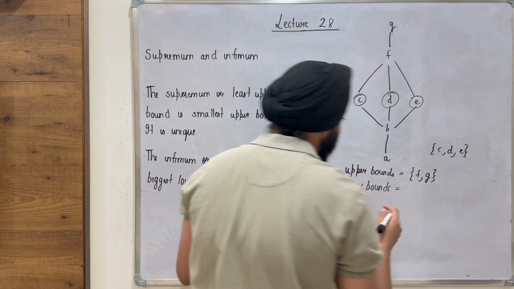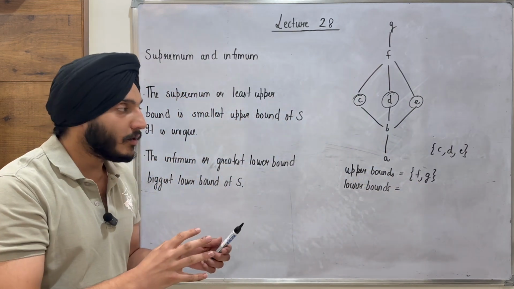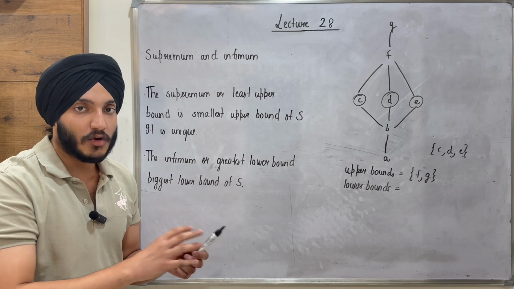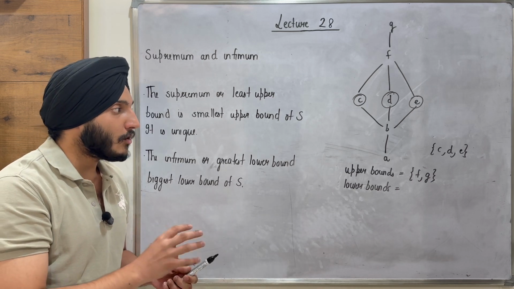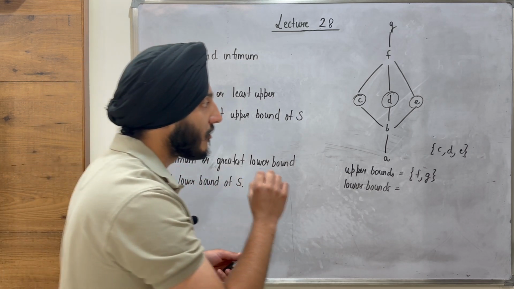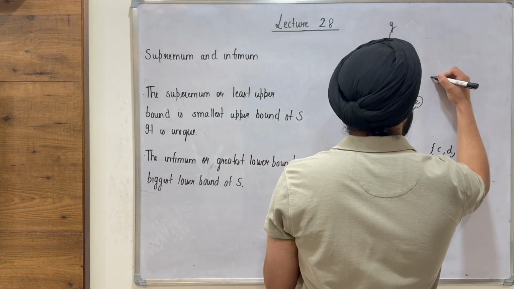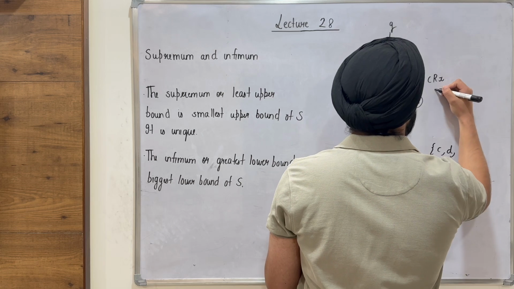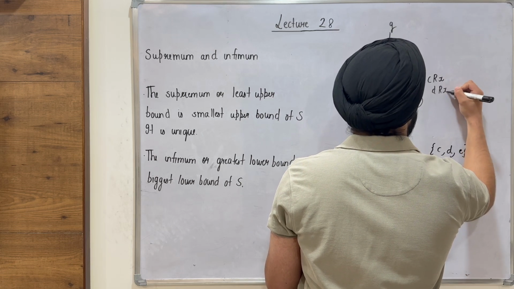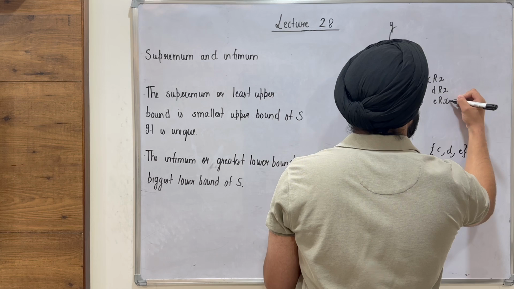Okay, so just like I said, if you have the Hasse diagram with you, it becomes a lot easier to solve the problem. But even if you don't have the Hasse diagram, the relation to use is this: in order to find the upper bound, I'm trying to find a value X such that C is related to X, D is related to X, and E is also related to X.